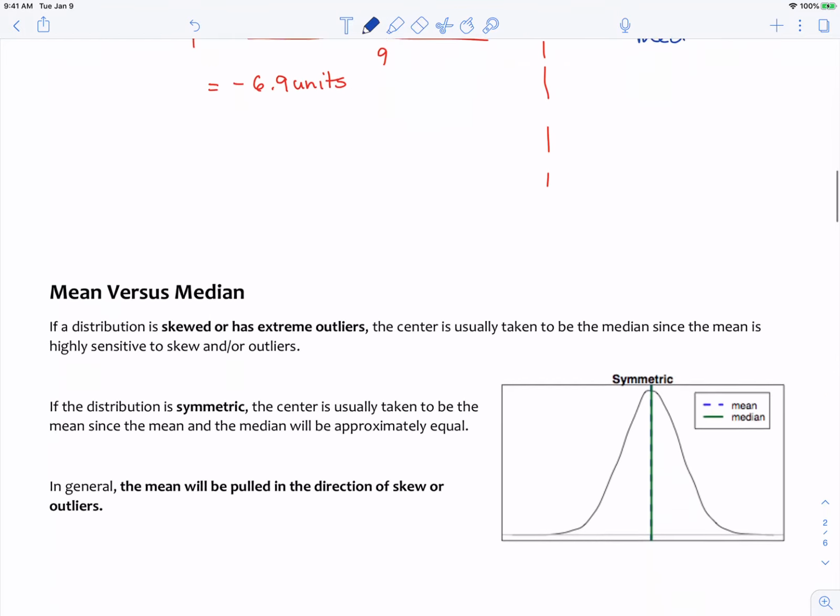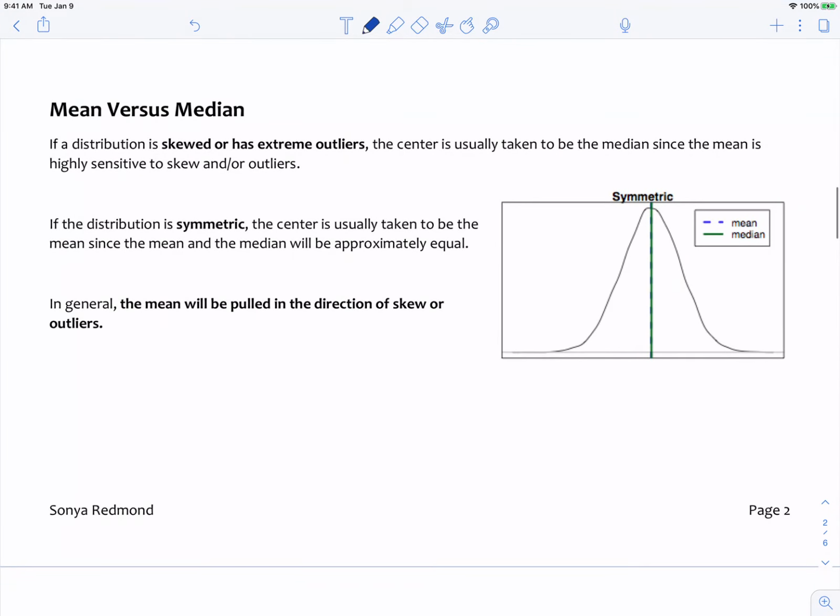Okay, so more formally, mean versus the median. If a distribution is skewed or has extreme outliers, the center is going to be taken as the median, since the mean is highly sensitive to skew and or outliers. If the distribution is symmetric, we'll usually take the mean to be the measure of center, since the mean and the median will be approximately equal.